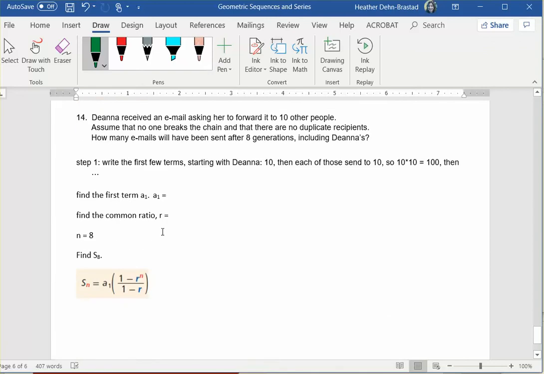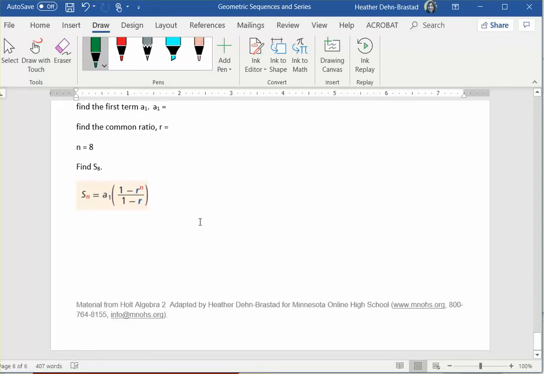All right, and number 14 is a word problem, but it is a series, so it's going to be done the same way. So we can start the first series out by starting with 10, and then so on. So you can figure that out. So the common ratio in here is 10. And then you'll solve it the same way as the other ones.